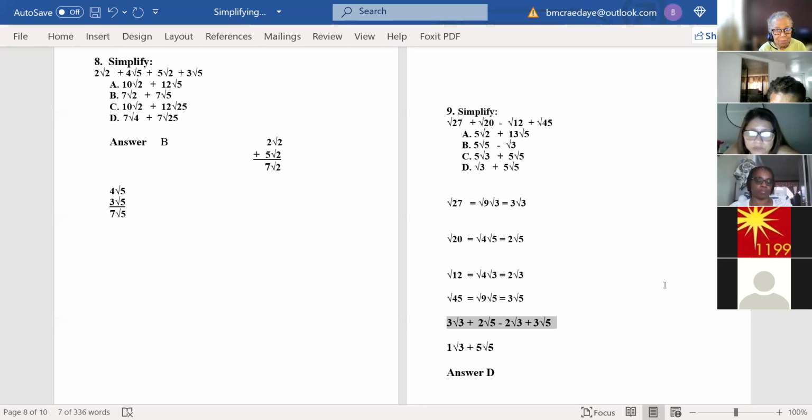Okay. So over here, do we still do the positive and negative? Yes, the sign rules still hold, whether you're using radicals or variables or numbers. Plus, minus, you subtract. Plus, plus, you add. Minus, minus, you add. When you're multiplying, minus, minus gives plus, plus, plus gives plus. Division, minus over minus is plus, plus over plus is plus. Like signs, plus; unlike, negative. Questions on number 9?